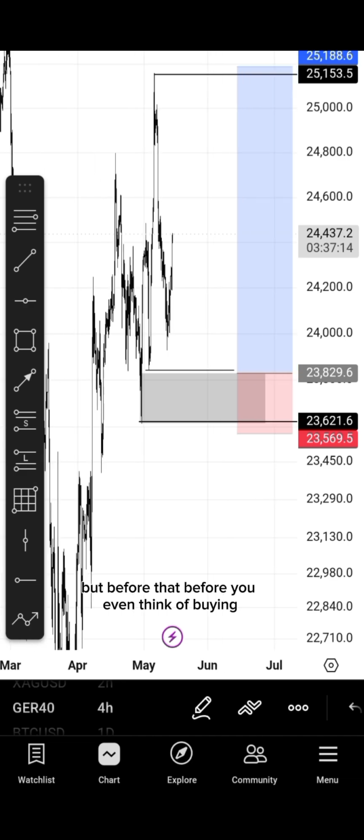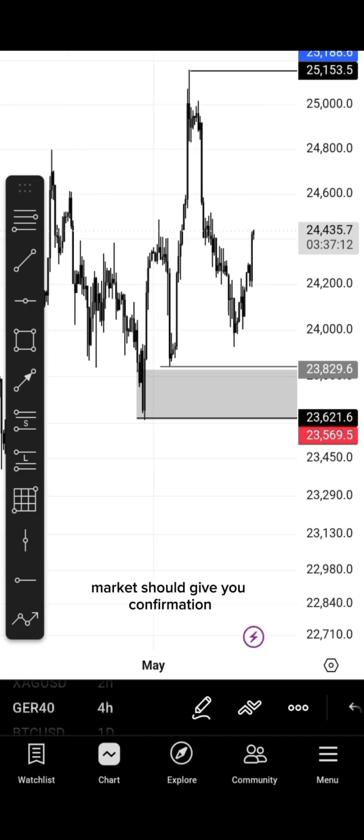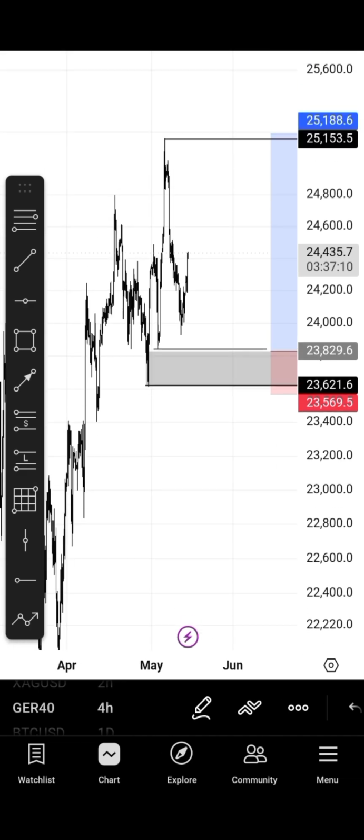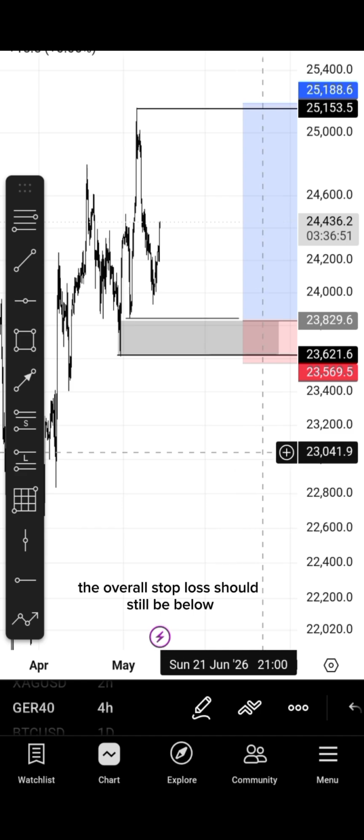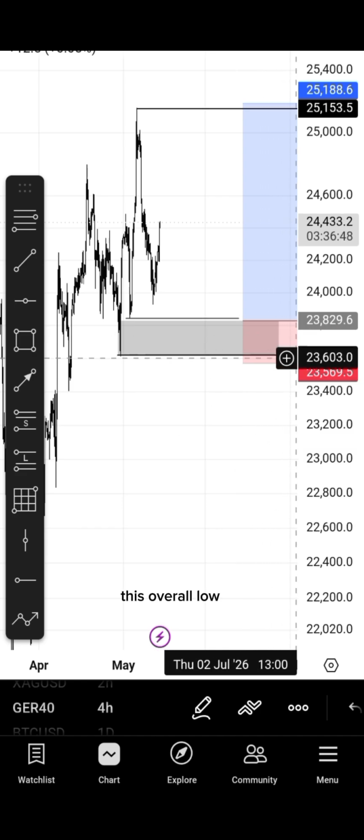But before that, before you even think of buying, market should give you confirmation. The confirmation can be gotten from the 15 minutes or the 5 minutes. And that confirmation, as said earlier, is a market structure shift. Or you also look for a swing structure in the lower time frame. You get me? The overall stop loss should still be below this overall low, because this is the invalidation area.